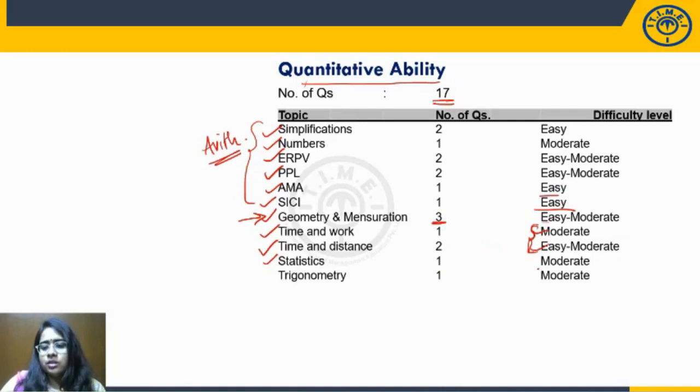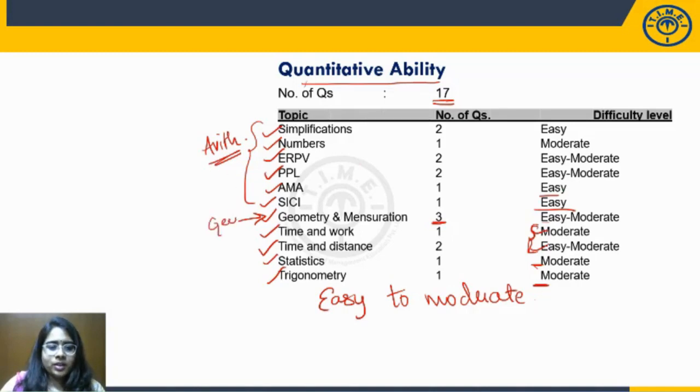Statistics, there was 1 question that was moderate, and there was 1 question from trigonometry that was moderate. Overall, if you look at this section, you can call it easy to moderate. So even if you just focused on your arithmetic and your geometry, it was a very scoring section for you. Statistics 1 question and trigonometry 1 question, if they are not your strongest suits, and if you would have not attempted these questions and left them in the 10 questions that you can leave out, it would have been quite a scoring section for you as quantitative ability.